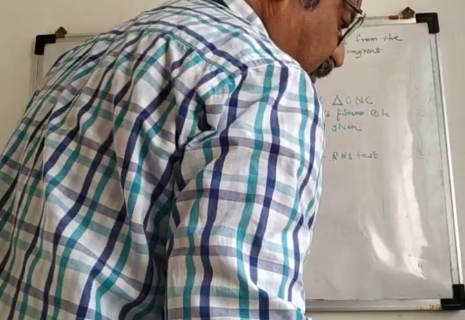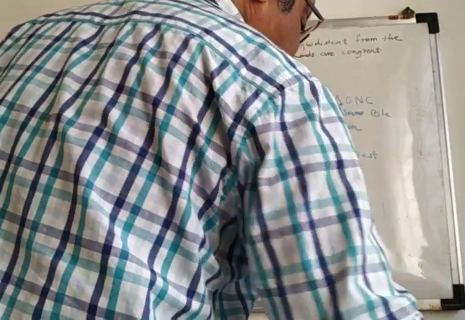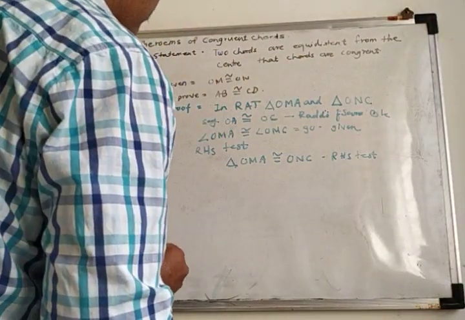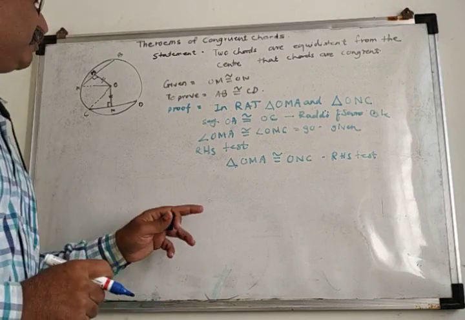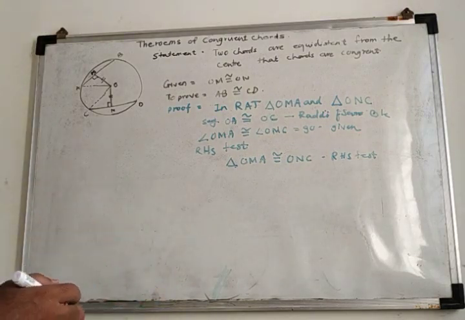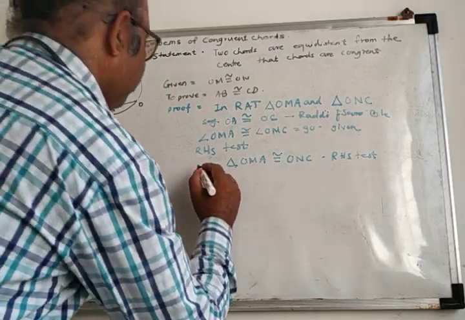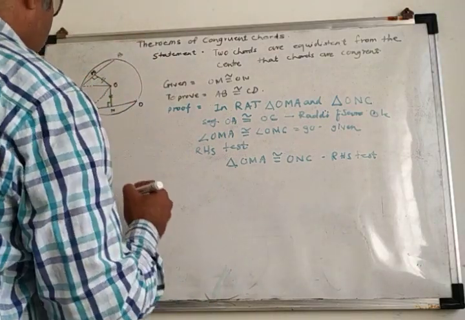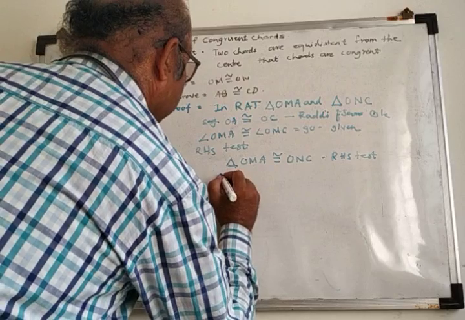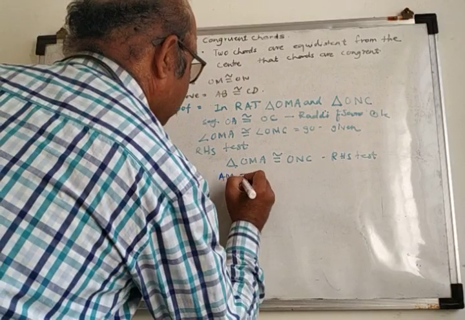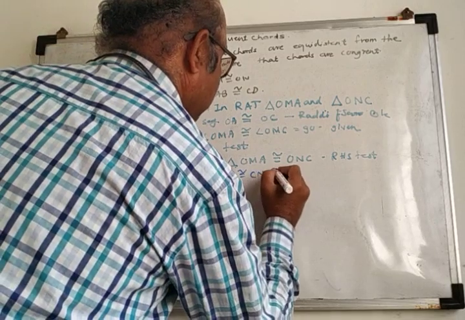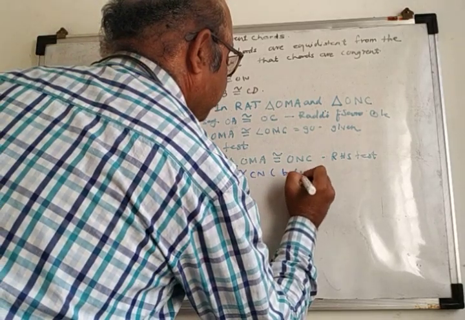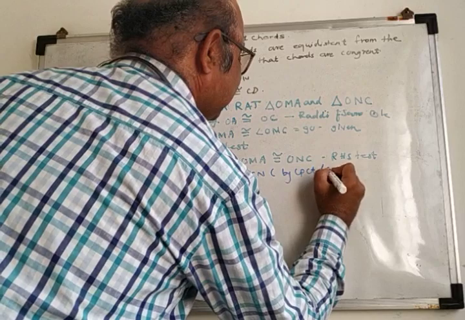So what we have just shown is that these two triangles are congruent, but our work hasn't been finished. So here by CPCT, we can show that the third side AM is congruent to CN. We can say by CPCT or CSCT.